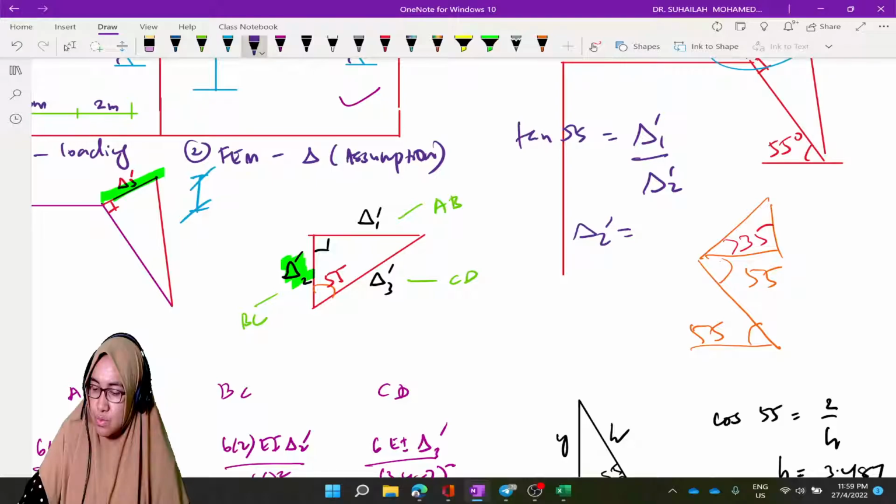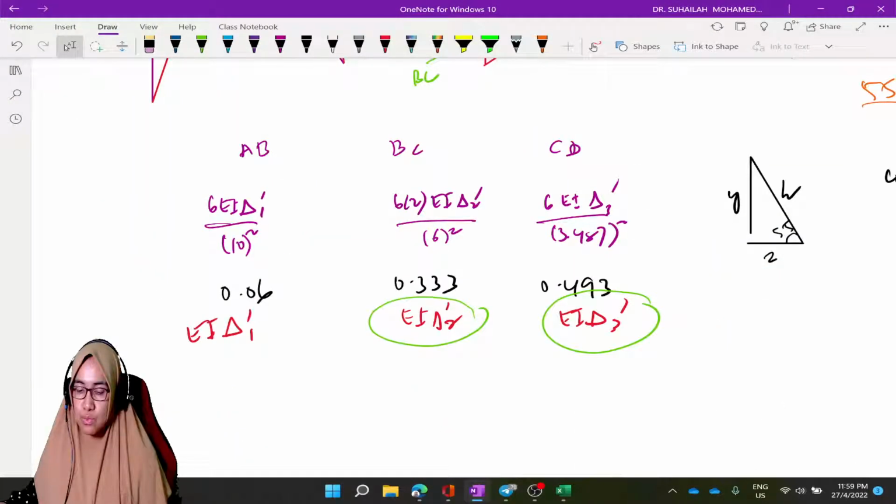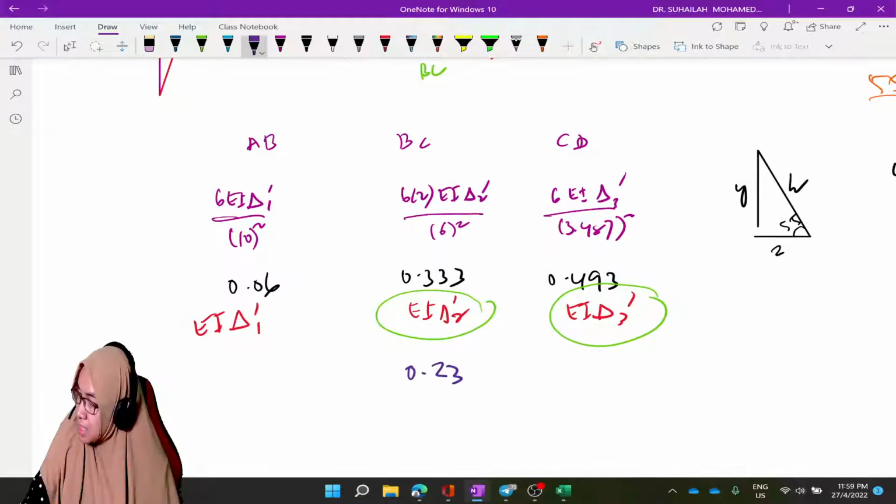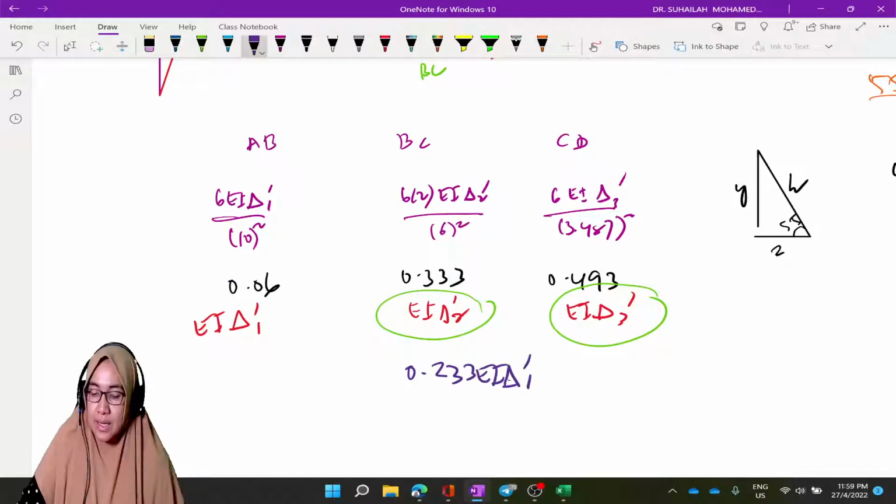Okay, so this value we have to substitute into this delta 2. So what we get is 0.333 times 0.7, okay, 0.7. So we get this as 0.233 EI delta 1 prime.